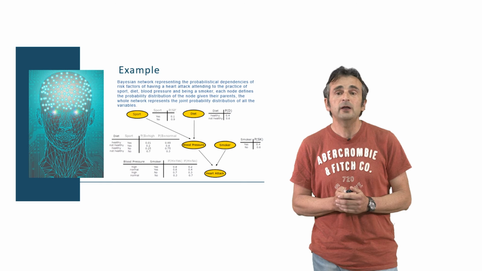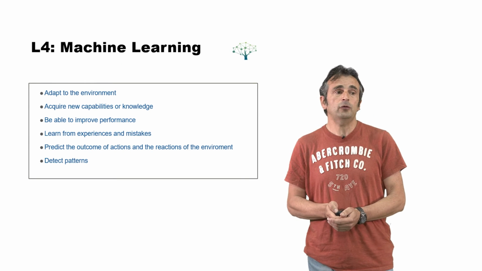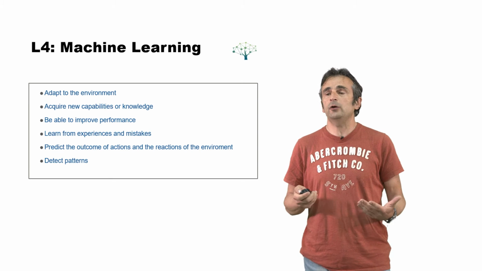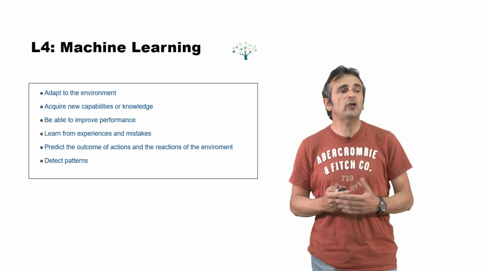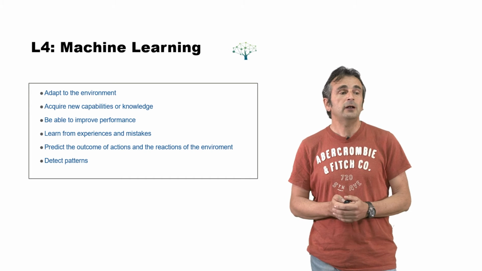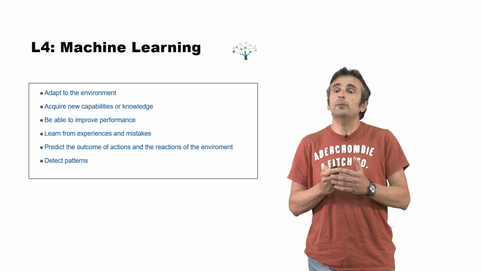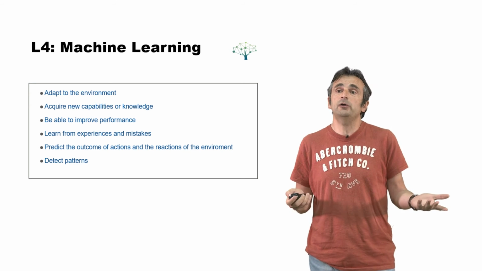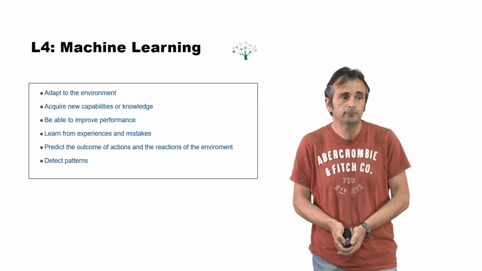In the fourth lesson of the unit, we will introduce machine learning. We will see that the goal of machine learning is to adapt our knowledge to changing situations. For instance, when new information arrives, like in dynamic environments, or to learn from past experiences, like learning from mistakes. So the goal of machine learning is to acquire new knowledge or new capabilities.